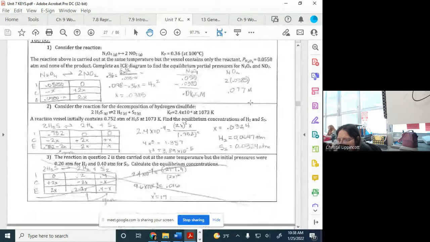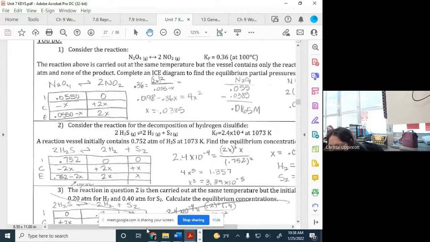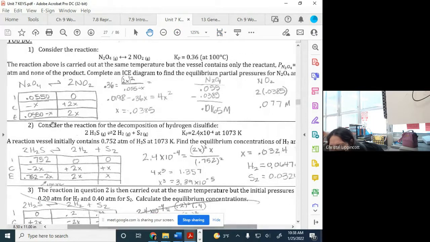All right. So, you guys ready? Here we go. Number 1 was here, and you had this reaction. It was carried out. It only contained the reactant, so that's where I got this value for just the reactant. I don't know if I can make this just a scotch bigger without losing everything. Yeah, I can. Okay.